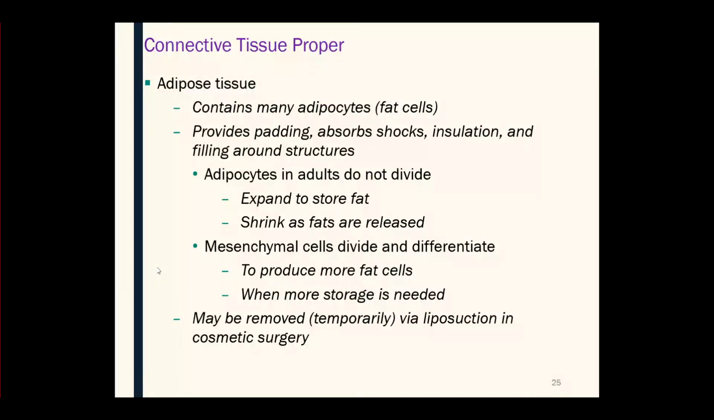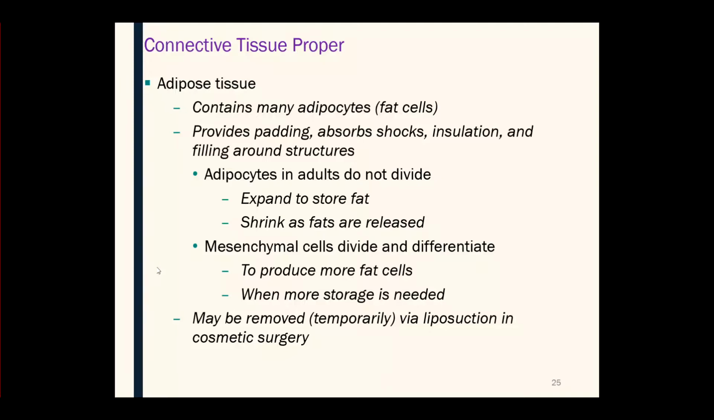The second type of loose connective tissue is adipose. So adipose contains many of our fat cells, which we had talked about earlier. Those are known as adipocytes. Okay, generally our adipose tissue, guys, is going to act as a padding. It's going to absorb shock. It's going to act as an insulator. It's going to also act as a packing material. It's going to fill spaces around structures, right? So very similar in that respect as far as being a packing material. It's very similar to areolar.